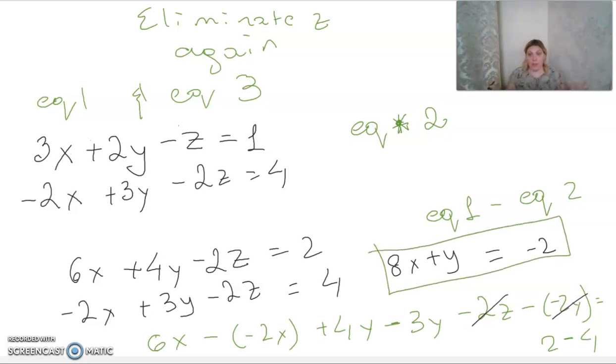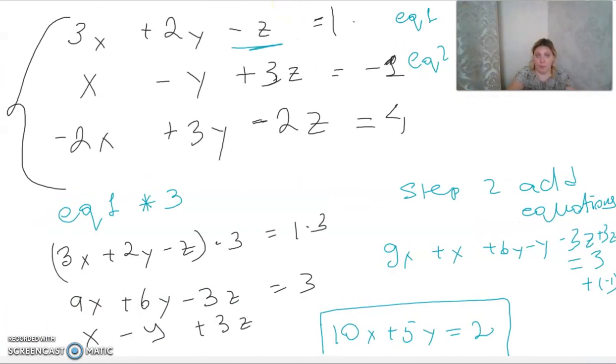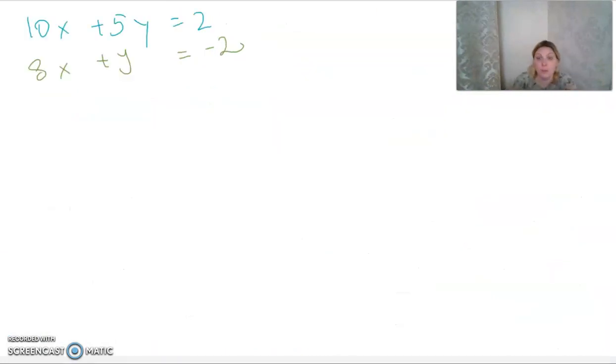So now I'm ready to actually finally solve it. I can do elimination one last time. And this time I'm going to use this equation and this one, the ones that I got when I eliminated z. So now I have a system of two equations, and I can use elimination one last time. It's quite obvious what I need to do. I need to multiply this equation by 5 so that I can eliminate 5y.